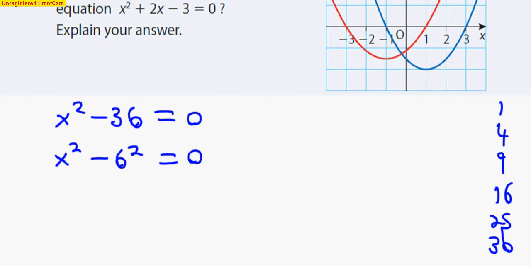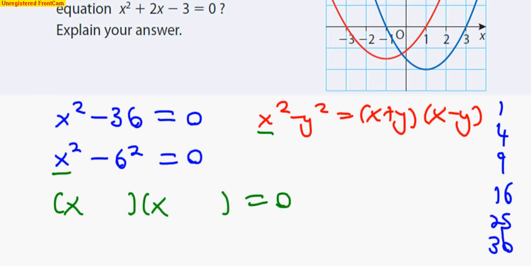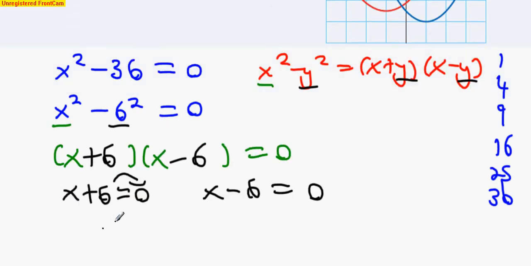There's something we should have learned off by heart: x squared minus y squared is x plus y, x minus y. And what we have here is x is x. So we put down x into one of them each. And then the other way is we know that 6 is y. So we get x plus 6, x minus 6 equals 0. And like before, x plus 6 equals 0, x minus 6 equals 0. So this means that x equals minus 6 and x equals plus 6.